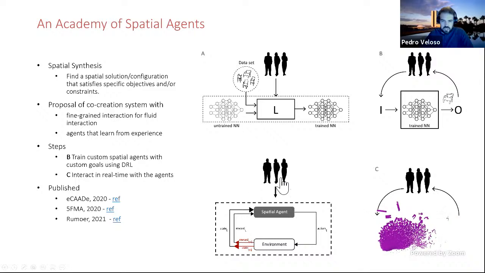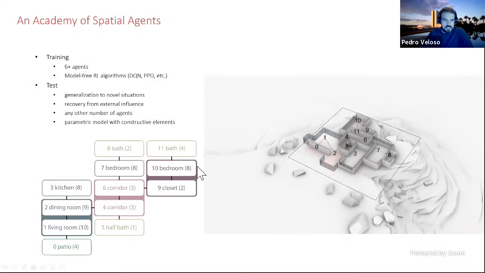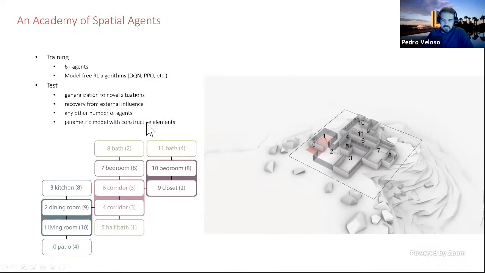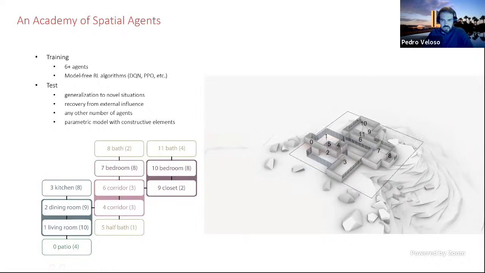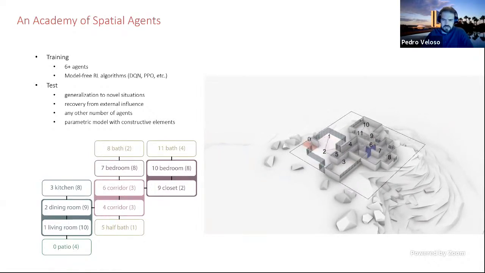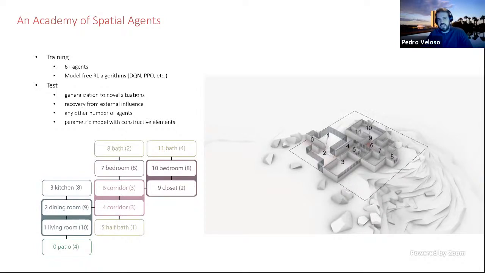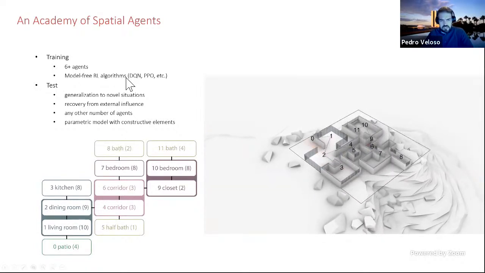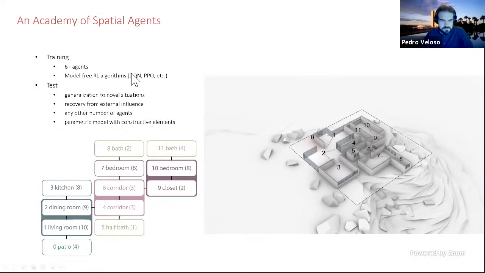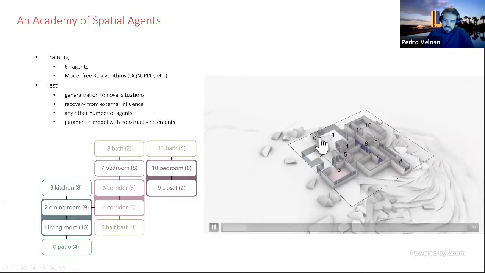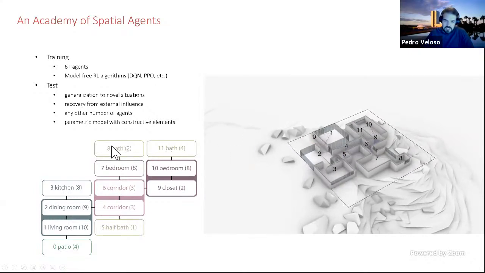And that's what I call an Academy of Spatial Agents. This is the first prototype, where I trained with 6 agents at first, and later I trained with more agents. And I used reinforcement learning algorithms like DQN, PPO. And basically each agent is, in this case, a room.